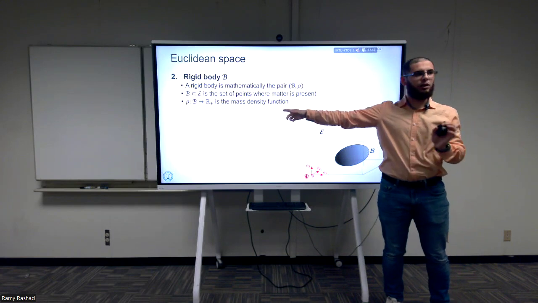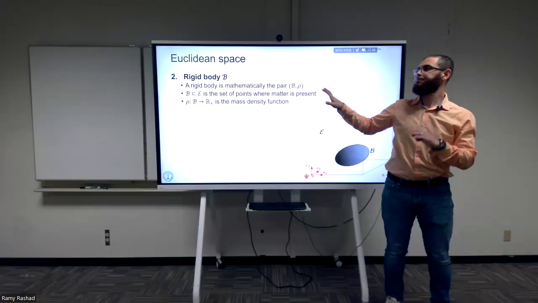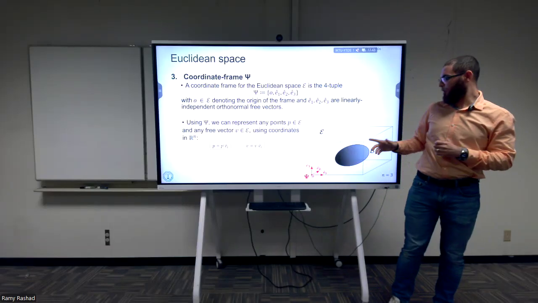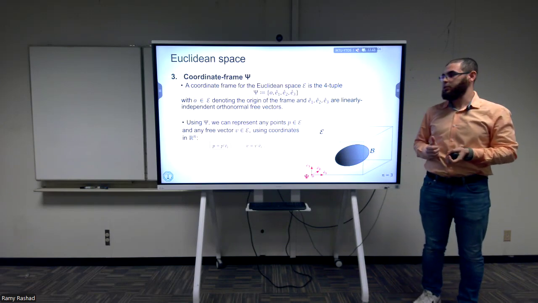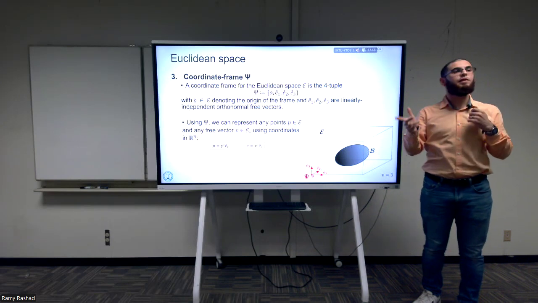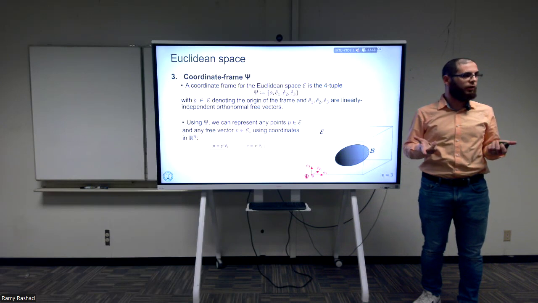The density function, we're not going to be using it this far in the kinematics. It will appear later in the dynamics. The third thing is coordinate frames. So everything we said about rigid bodies and about Euclidean space that you see here in this illustration is general, is abstract. You start giving them numbers by using what's known as a coordinate frame.